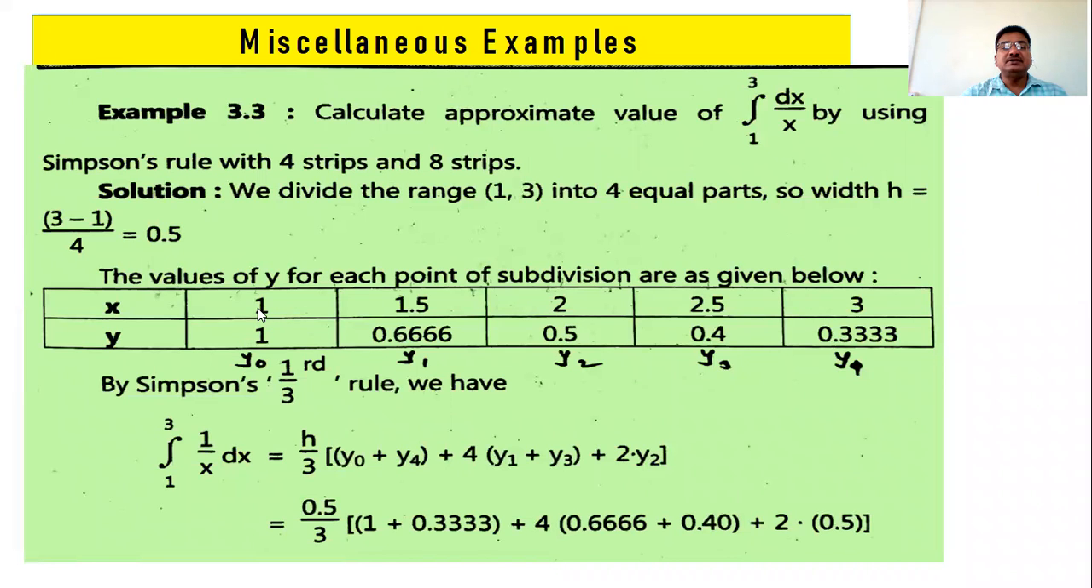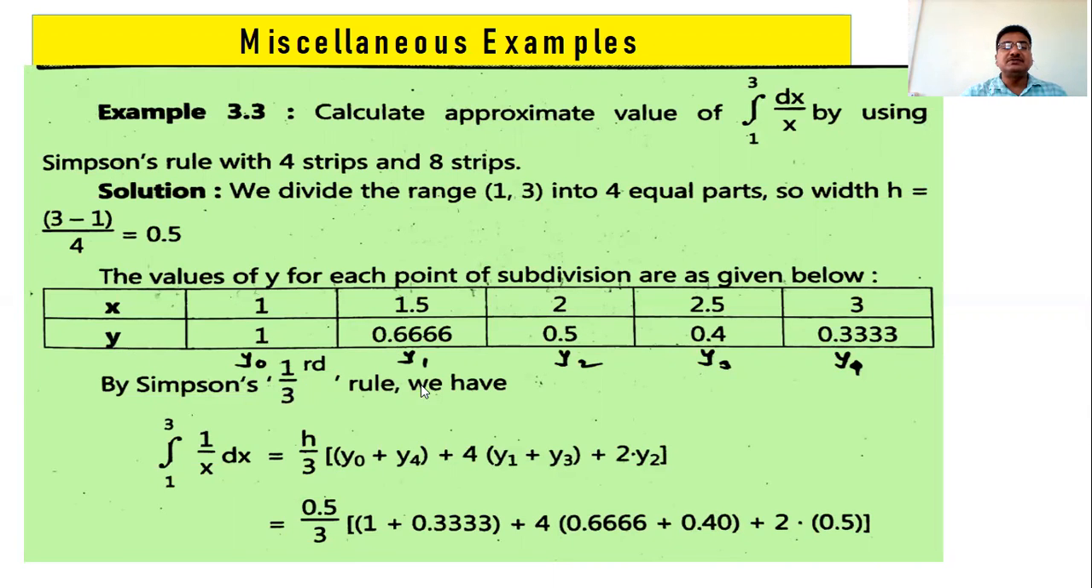So if you observe these ordinates, the values of x are 1, 2, 3, 4, 5 in number. The number of intervals is 4, and these are the n plus 1 points of the sub intervals. And for the corresponding values of y, find these values of y or f(x) by using the formula y equal to 1 by x. 1 by 1 is 1, 1 by 1.5 is 0.6666. Similarly, 1 by 2 means 0.5.